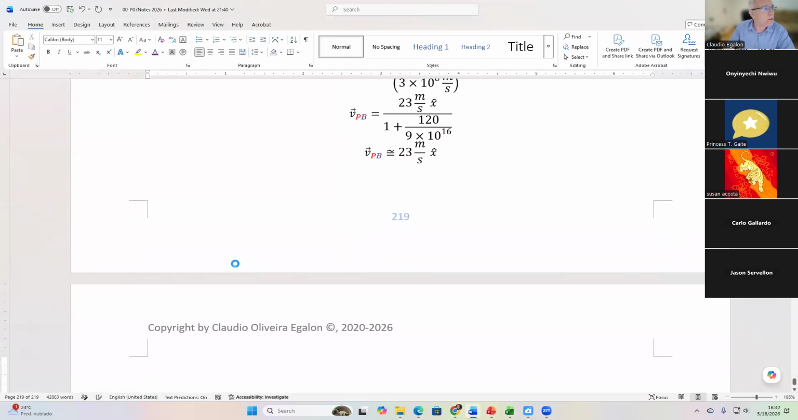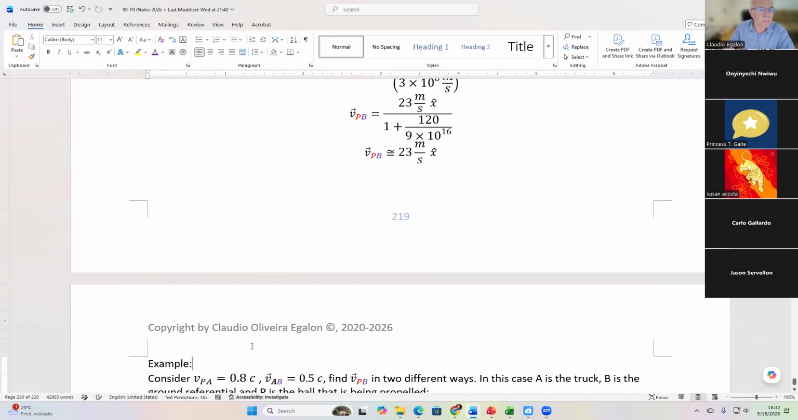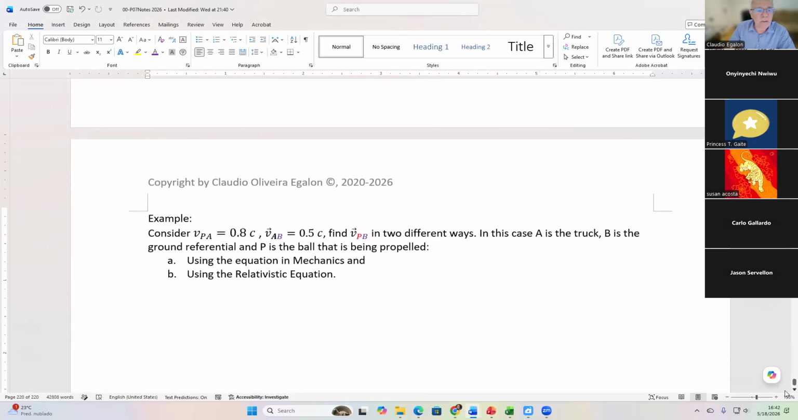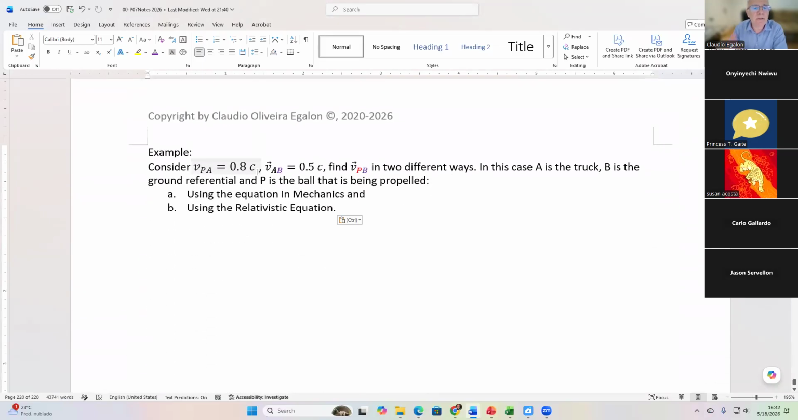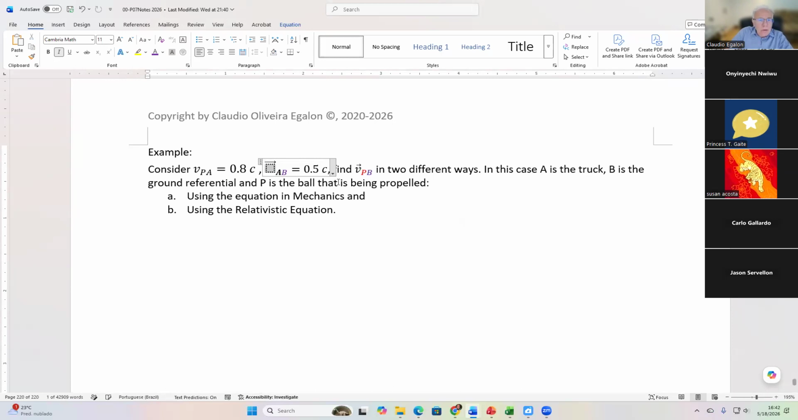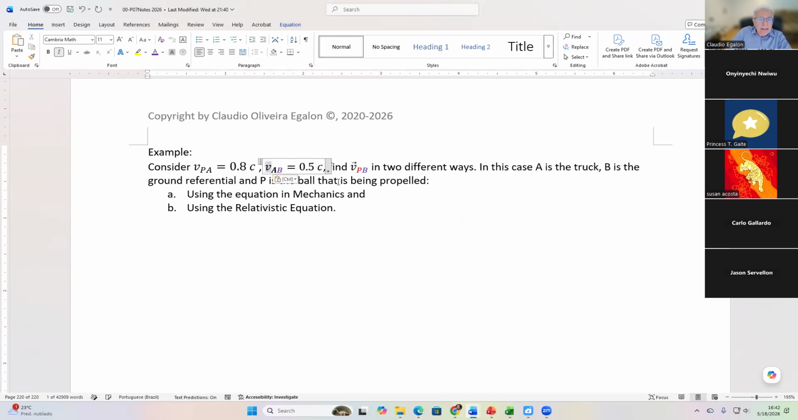Now consider a point P moving with this speed, 80% of the speed of the light, with respect to referential A. The velocity of referential A with respect to referential B is 50% of the velocity of the light. And they are all along the x direction, right?